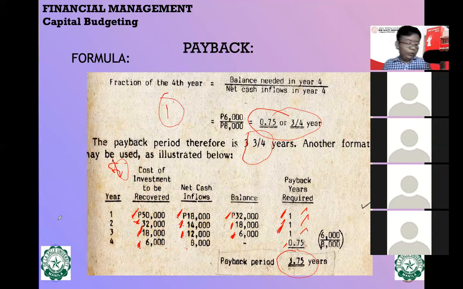Wait nga, i-on ko dito yung ilaw. Dilim yung sa kwarto. On ko lang ha. Yan, liwanag na. Hindi na madilim eh.